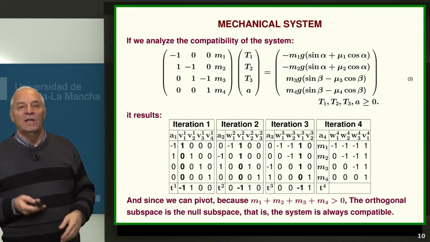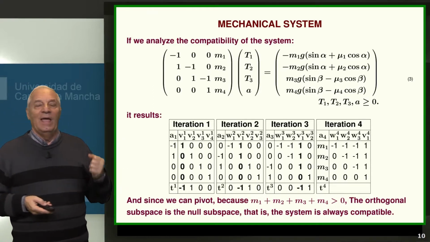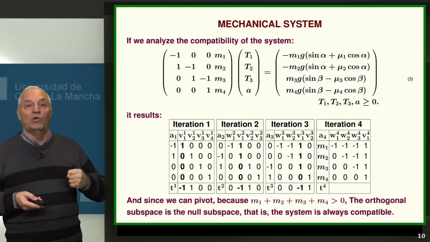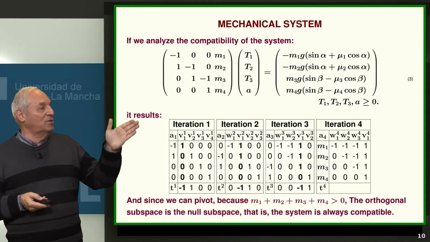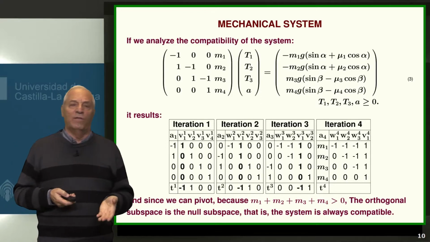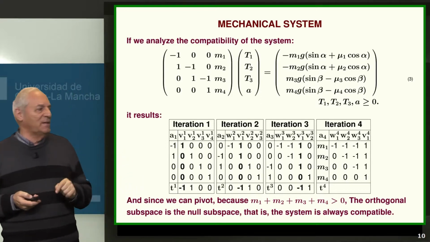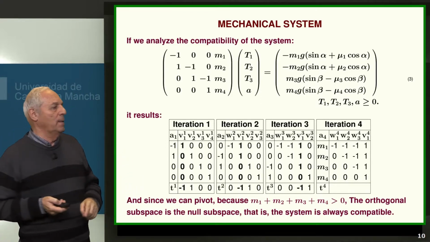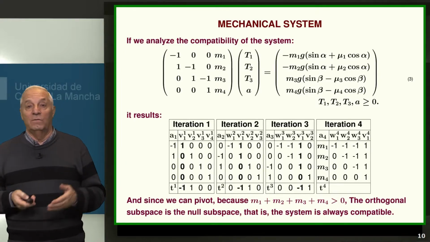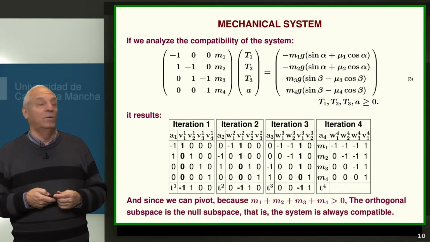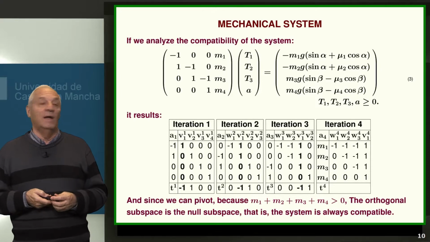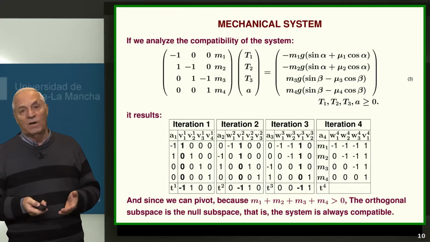Then, we can pivot with all vectors, that is, the subspace orthogonal to the one generated by the column vectors of the coefficients would be vector 0, which tells us that the system is always compatible. Then, using the algorithm and the compatibility methods, we have been able to check that this system is always compatible.